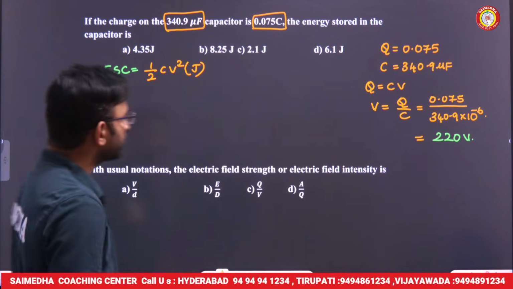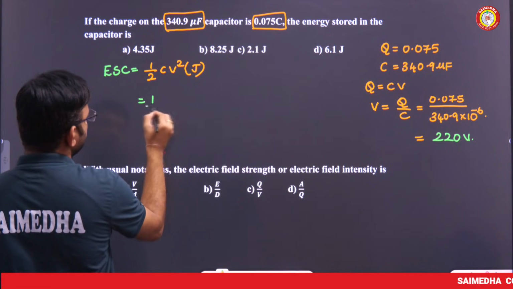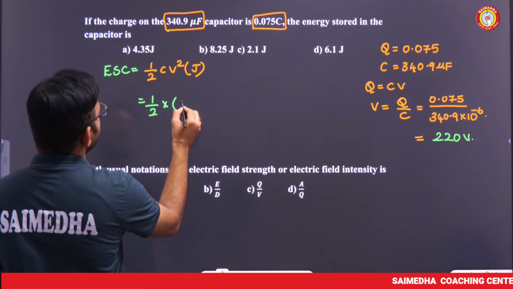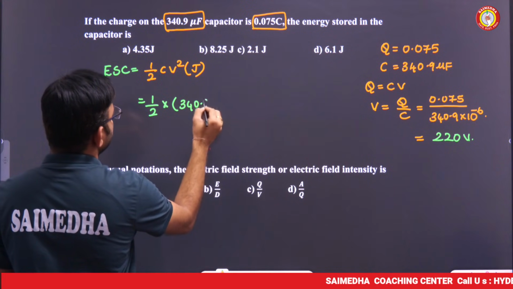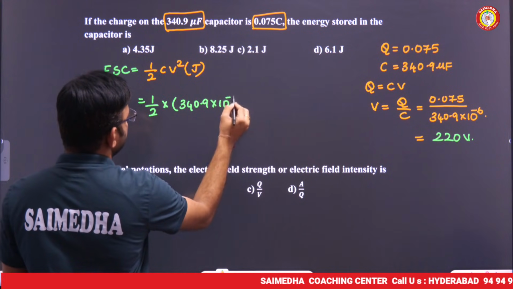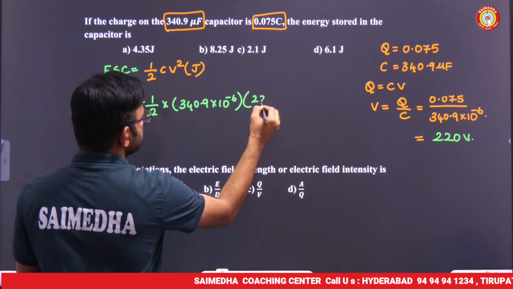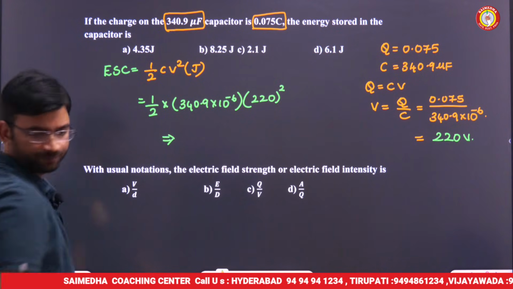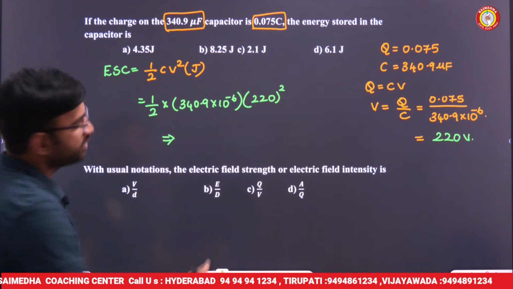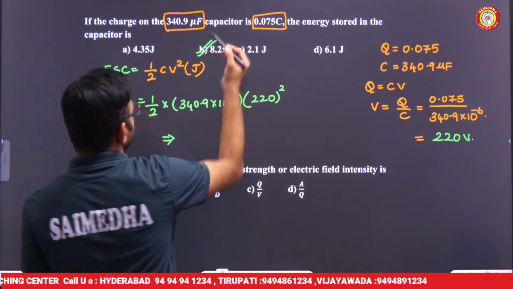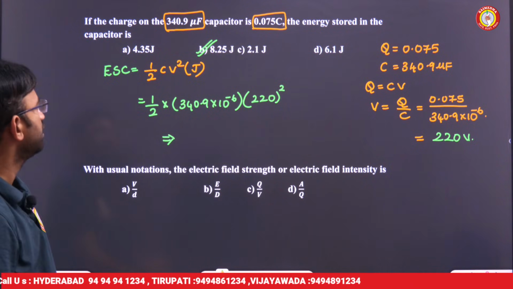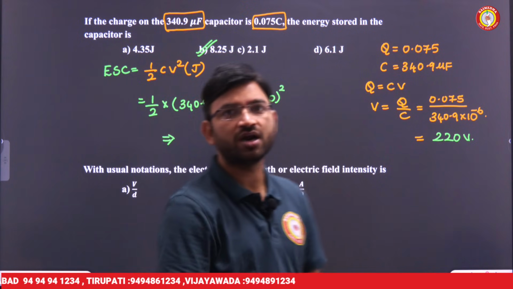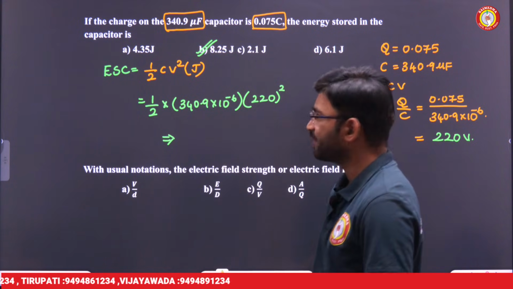220 volts. Now try to substitute over here. Half, and you already know the C value, 340.9 into 10 to the power of minus 6, into V square, 220 whole square. So you will get around 8.25 joules. This is the formula you can use in order to find the energy stored by a capacitor.